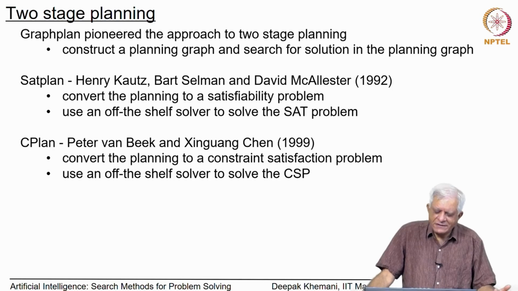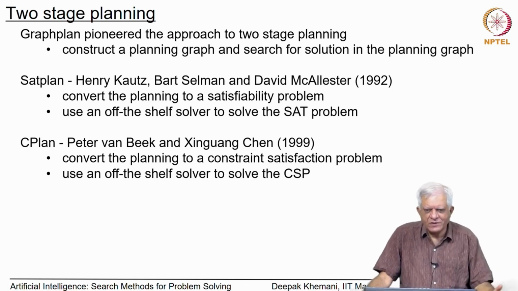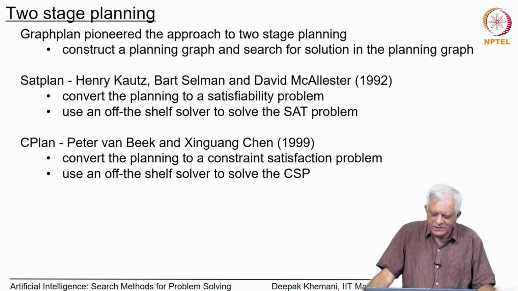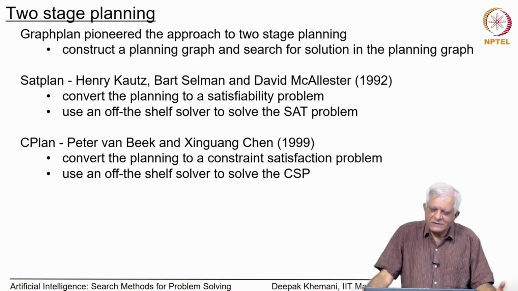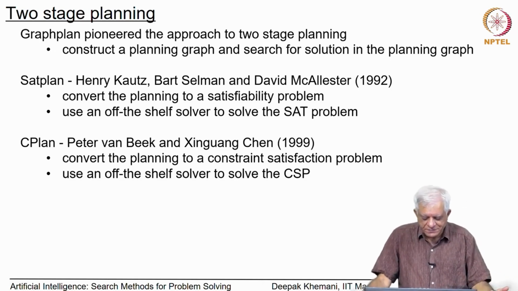SAT is a special case of constraint satisfaction problems, in which the variables are all Boolean in nature. They can only take two values, typically we call them true and false, or 0 and 1, and the constraints in SAT problems are expressed as, again, Boolean constraints. So, we can have and, or, not, and we have seen SAT problems earlier in this course.